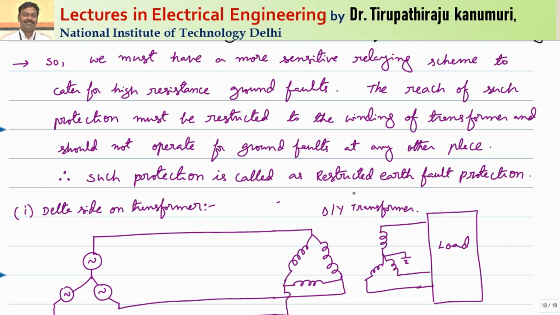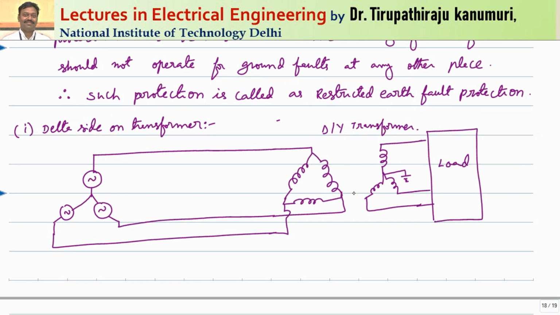That means if you take a transformer, for example a delta by star transformer, and I am providing the relaying on the delta side, only the delta side winding will be protected by this one. That means the protected zone will be limited to this if the relay is provided on this side. So now we are concerned about the delta side. So this will be the protected zone, and it will only protect against faults happening within this zone. So how it will operate, that we are going to see.